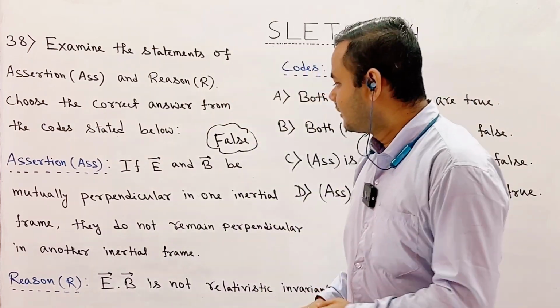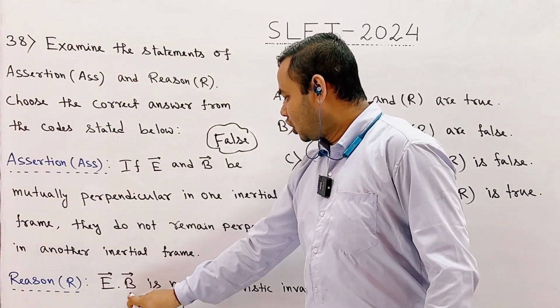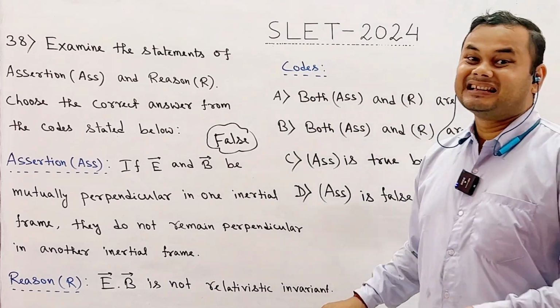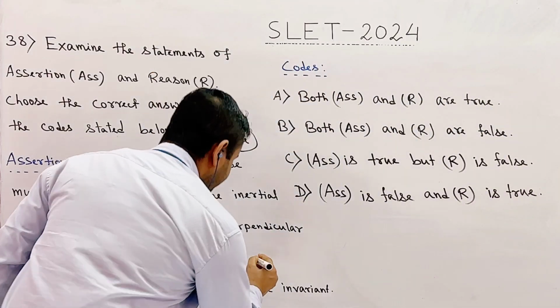Reason: E dot B is not relativistic invariant. This statement is also false.